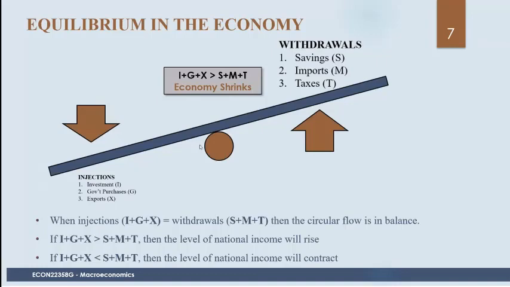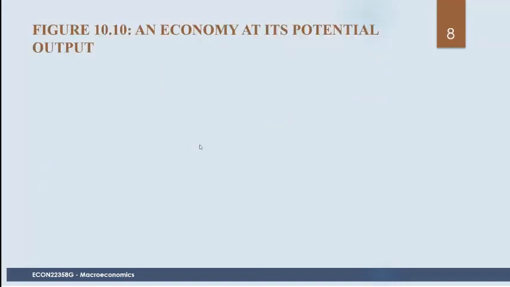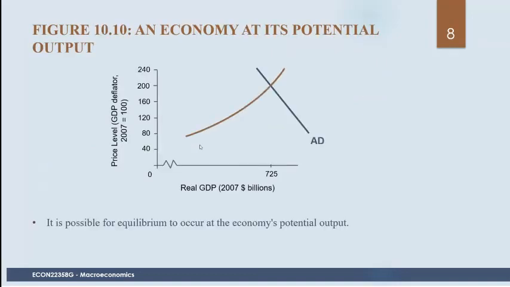So that's the idea behind the equilibrium. Now, it is possible for an equilibrium to occur at the economy's potential output. So again, up to now, this aggregate demand and aggregate supply curve can intersect at any level of real GDP. It doesn't have to happen at potential output. And that's exactly why this chapter should have maybe talked a little bit about the Great Depression and some of the motivation behind the model.